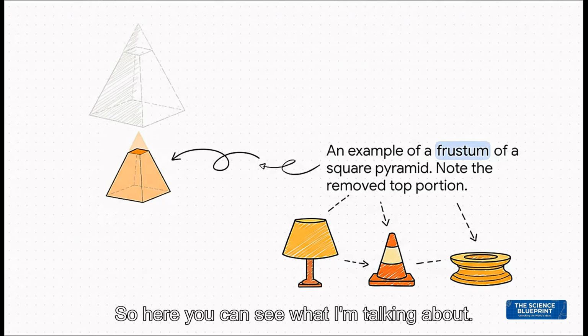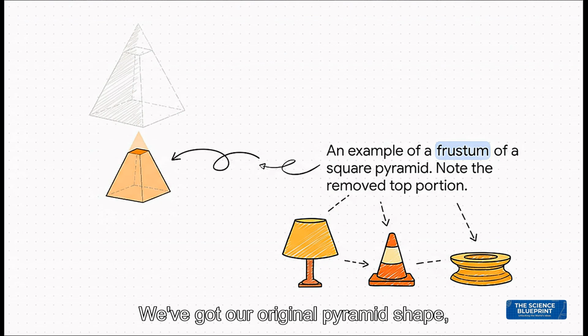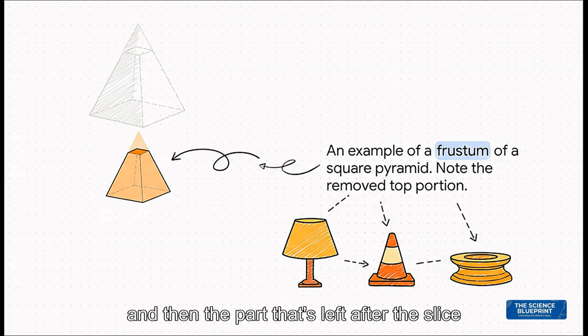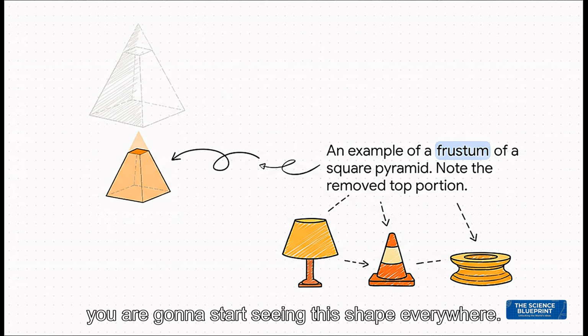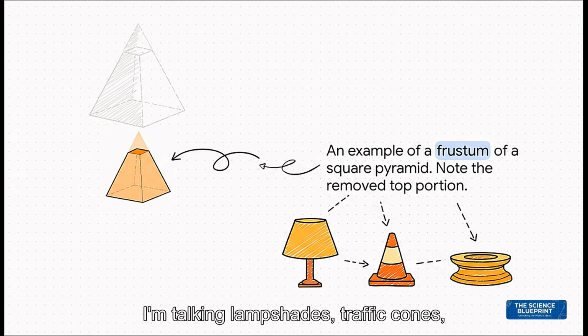So here you can see what I'm talking about. We've got our original pyramid shape, and then the part that's left after the slice is our frustum. And I promise you, now that you know what to look for, you are going to start seeing this shape everywhere. I'm talking lampshades, traffic cones, the bottom of a coffee cup, everywhere.